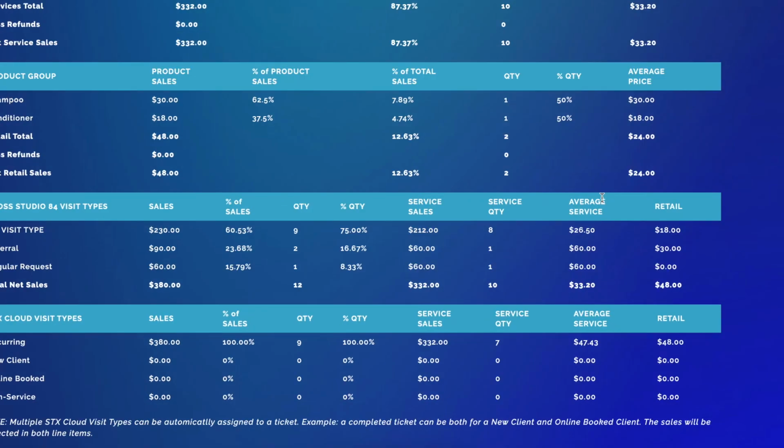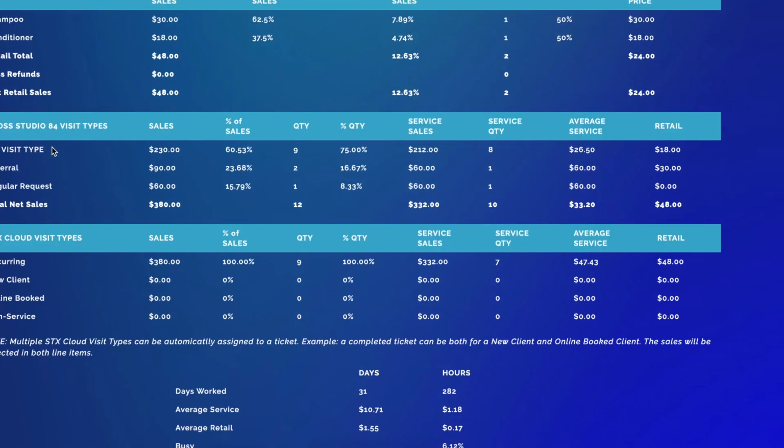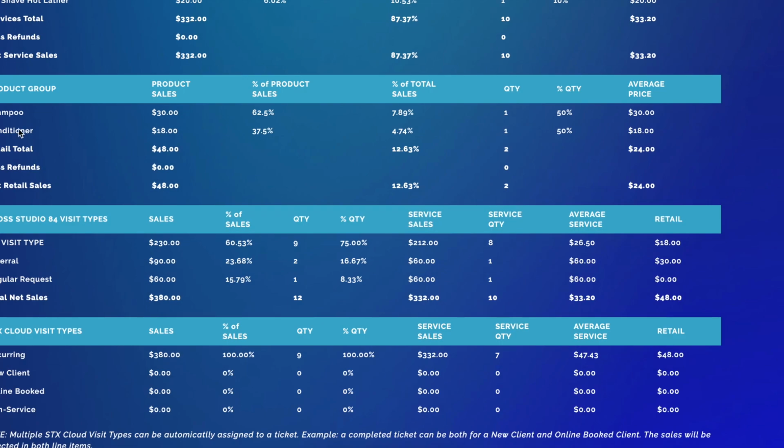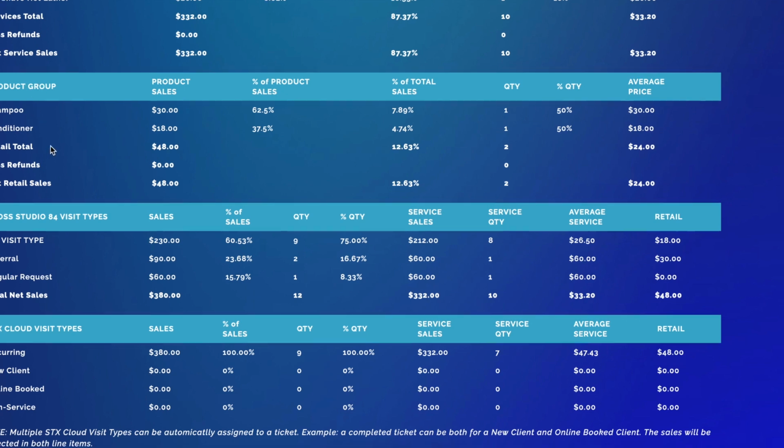And then down here, it does something very similar with your product group. So it pulls the product line: shampoos, conditioners, styling aids, lotions, nail polishes, accessories, whatever you're selling. And then it gives you your retail total. It'll tell you what percent of your sales are that product line. And then it shows you your percent of total sales, your quantity of the percent, similar to above, and then of course the average price. Or I apologize, I keep saying product line, I meant product group.